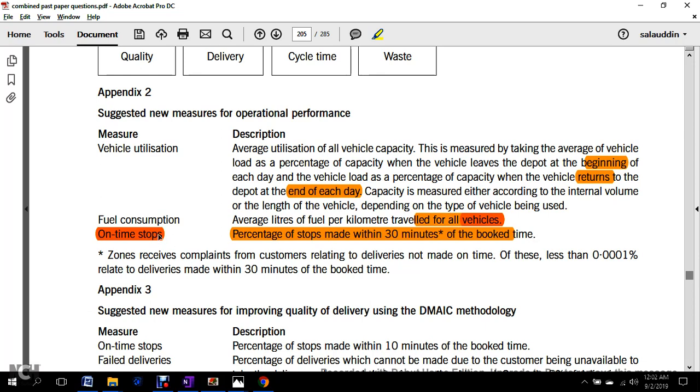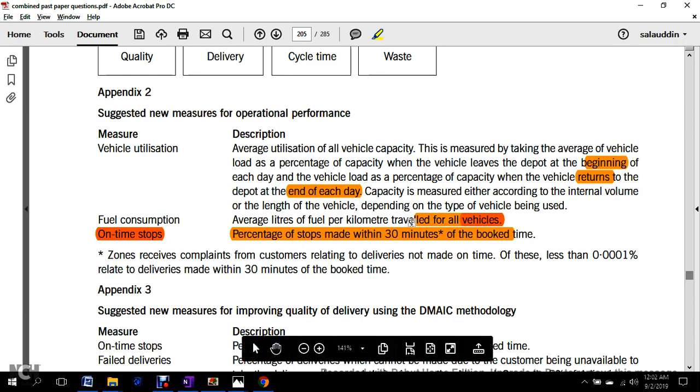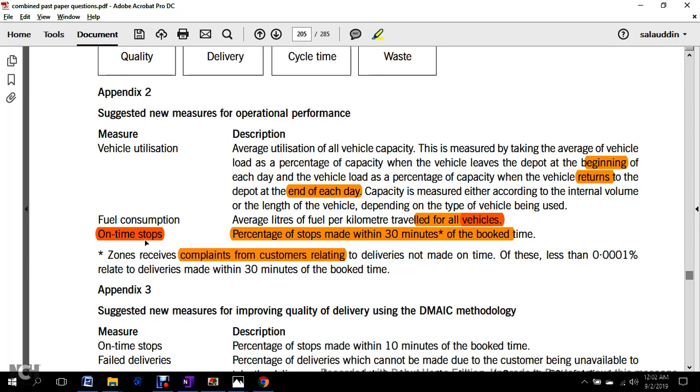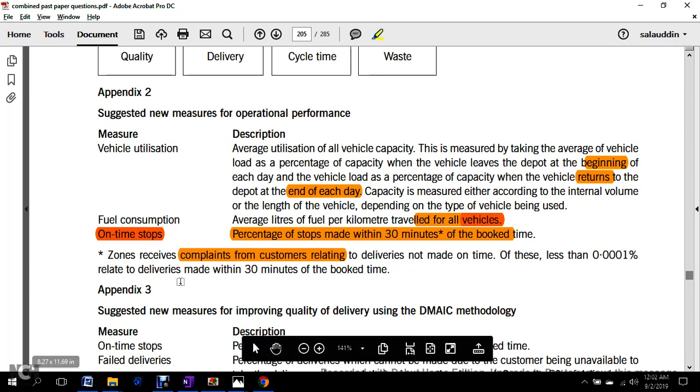On-time stops: when do they say this is on time? When the stops are made within 30 minutes. So here is the star sign. Why is it there? Zones receive complaints from customers relating to deliveries not made on time. Of these complaints, less than 0.001% relate to deliveries made within 30 minutes of the book time. This is too small.